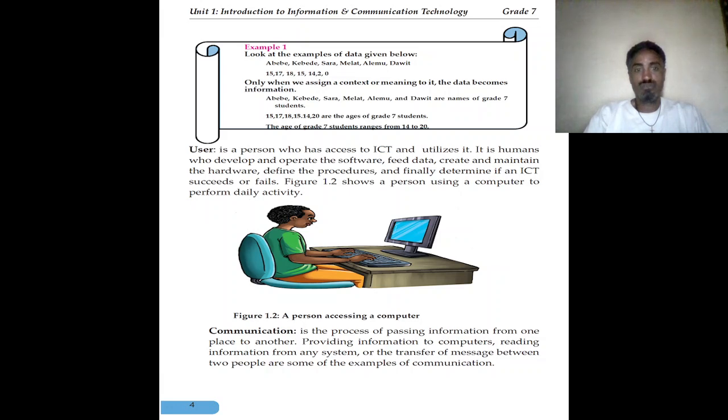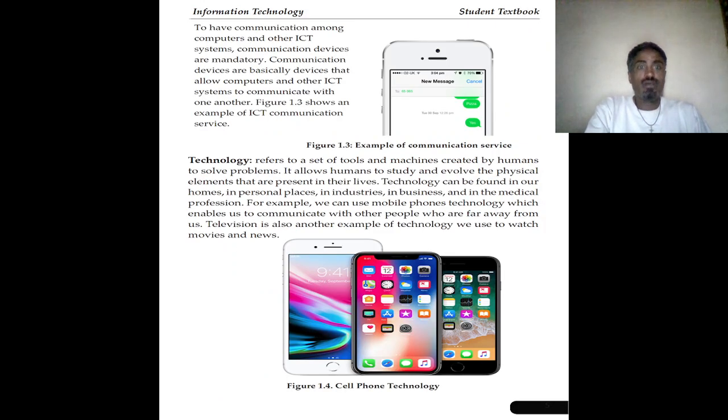In communication, we have the users. There are users beside the technology also. There is data also. To have communication among computers and other ICT systems, communication devices are mandatory. To send or receive, we must have communication devices. If there is no communication device, there is no communication at all. Communication devices are basically devices that allow computers and other ICT systems to communicate with one another.